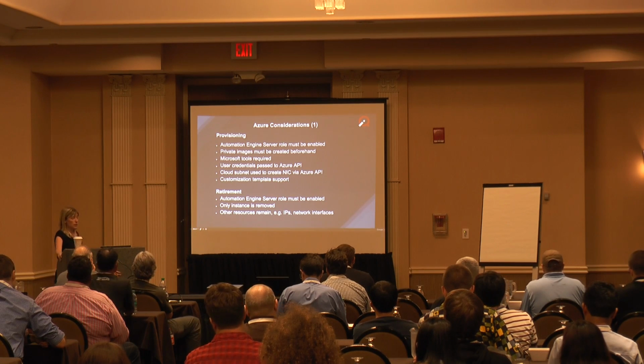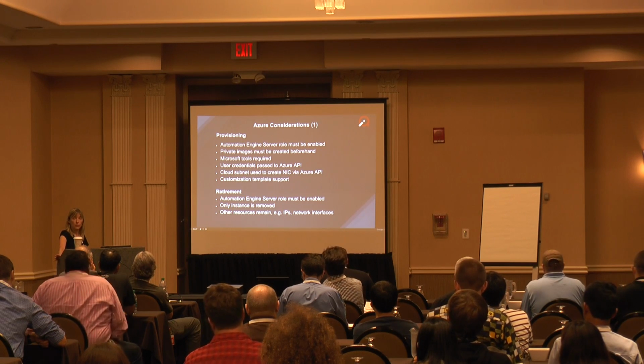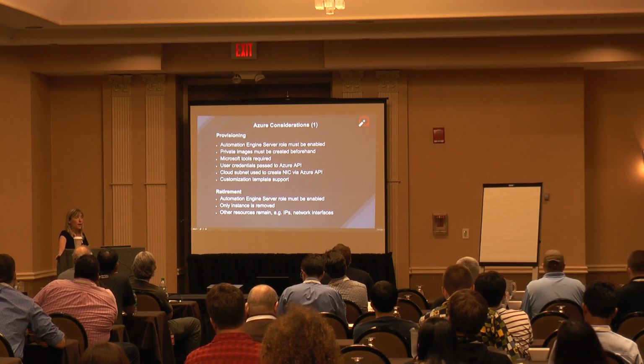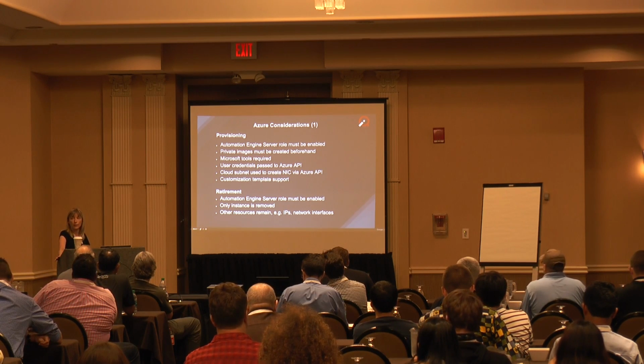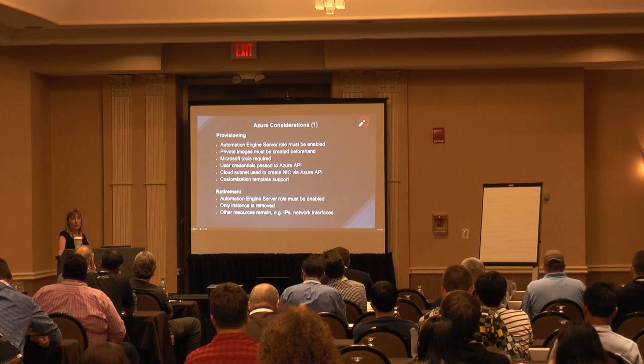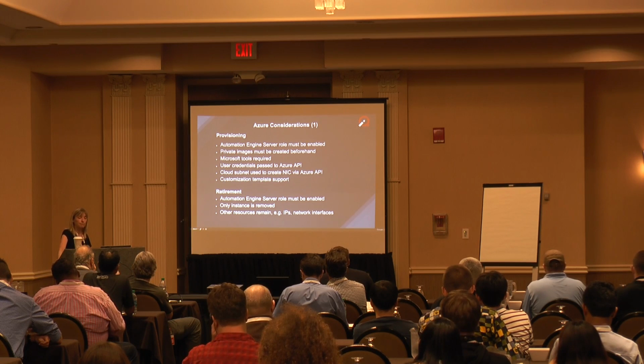And some considerations that you might want to bear in mind. For each of these features, there is a role that you have to enable. So for provisioning, you must ensure the automation engine server role is enabled. One important point to bear in mind is that you must create your private images beforehand, and you can use Microsoft tools to do so. Actually, there's a web front end to the Azure ARM REST API. It's resources.azure.com. That's the one that I always use. It's really helpful. There's a link to that at the end of the deck.